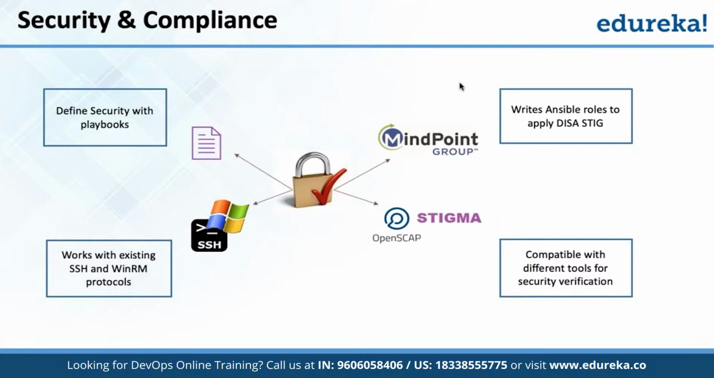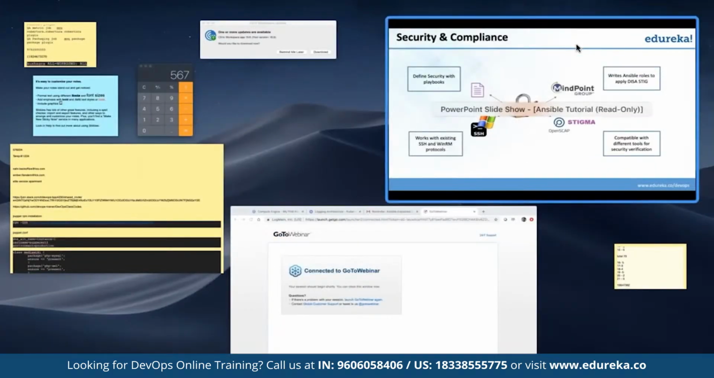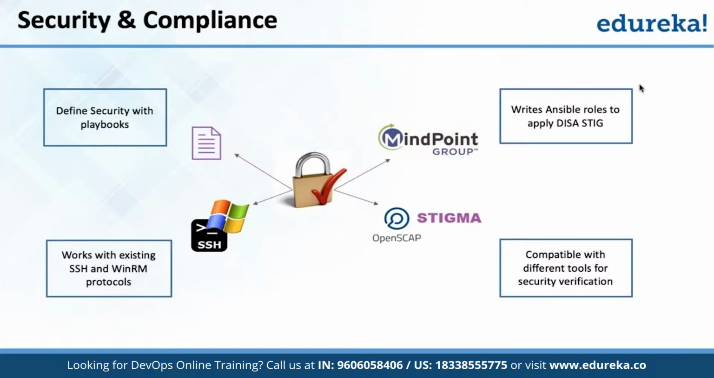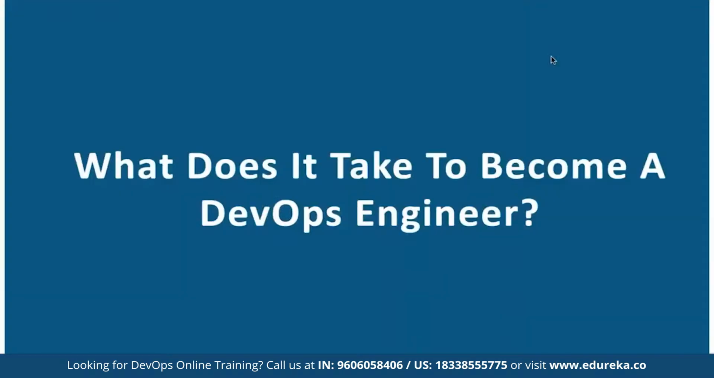That way you can define your playbooks which can do all those tasks. If you have some third-party tools for security in your organization, Ansible can be compatible with those also. You can use Ansible for security verification, for the RBAC model, for SSH, for WinRM, all those things Ansible can be used for. Let's try some Ansible hands-on, and then we'll come to other parts of the slide.